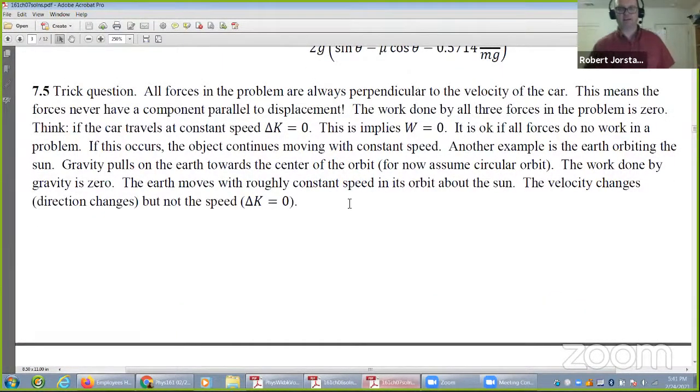This is not bad, right? It's just like the Earth. The Earth is being pulled toward the center of its orbit by gravity from the sun. The Earth is moving with roughly constant speed in its orbit because it's basically circular. It doesn't mean these forces aren't doing anything. The velocity changes direction, but speed is not changing. We were told in this problem it was a car driving with speed v, and that implies constant speed v. So nothing is inconsistent here.